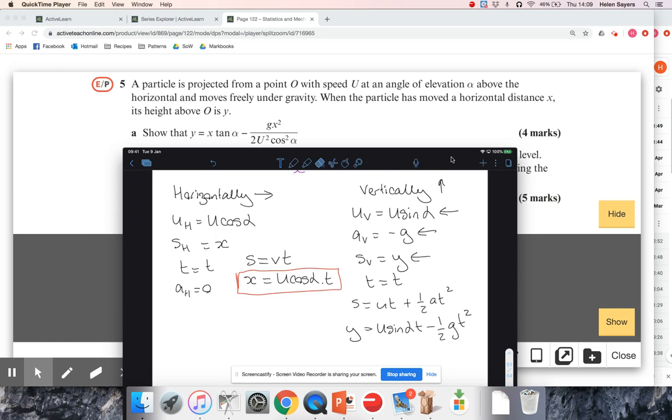My alpha looks a little bit like a 2, so I'm just going to write that again. Slightly better.